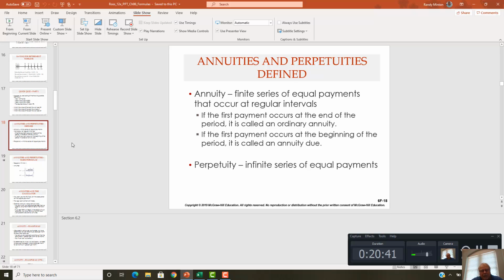And pop over here to annuities and perpetuities. An annuity is a finite series of equal payments that occur at regular intervals. So for instance, you have an annuity that pays you $20,000 over a 5-year period. So that's an annuity. If it's an ordinary annuity, the first payment comes due at the end of the first period. And if it's an annuity due, it comes at the beginning of the period. That's all that the difference means there.